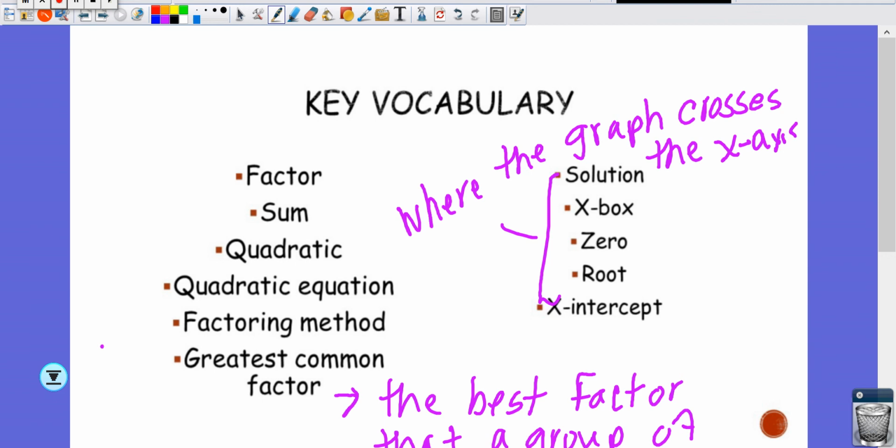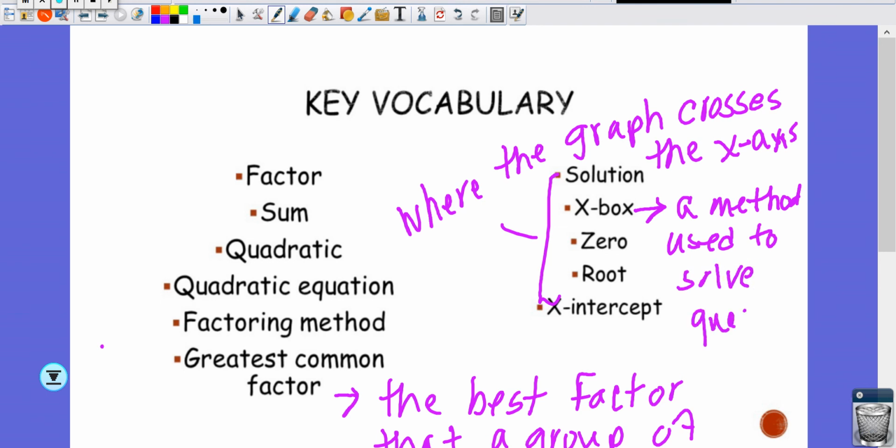And that's our x-intercept. And then the x box is a method used to solve quadratics. Okay, it's a method used to solve quadratics. And that's all our key vocab. Now let's go ahead and go to our practice problems. Okay.